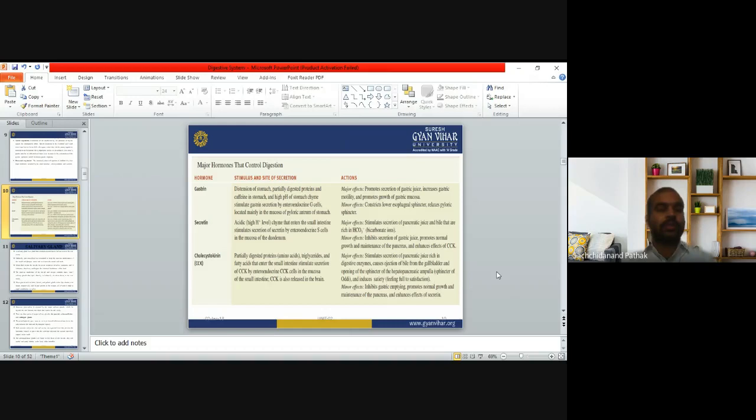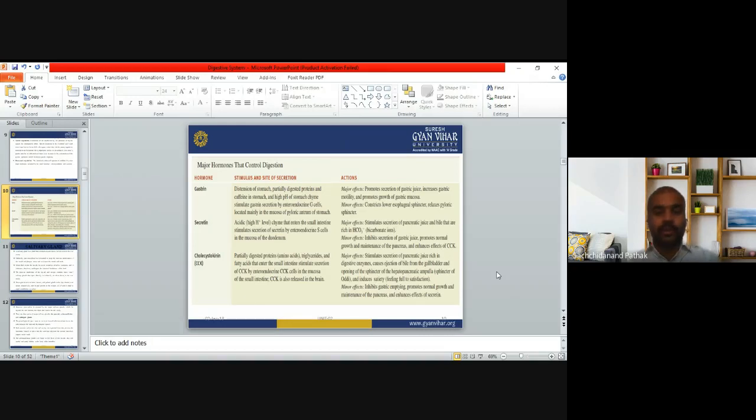कोलेसिस्टोकाइनिन क्या होता है? Partially digested proteins, triglycerides, and fatty acids that enter the small intestine stimulate the secretion of CCK by enteroendocrine cells. So protein, those partially digested, not fully digested, triglyceride, fatty acid, when these things enter into the small intestine, the CCK will be stimulated.